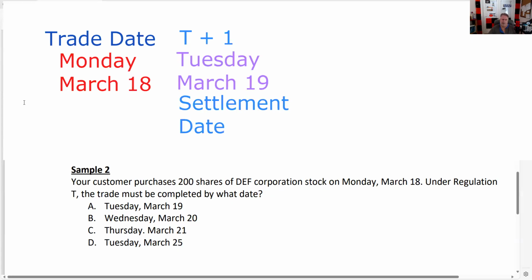Tuesday, T+1, is settlement. So regular way settlement of the Uniform Practice Code is between broker dealers. Customers get 2 additional days. They used to get 2 additional days, they still do. That has not been changed. So here it says under Reg T, that's 2 additional days. And so that'll be Thursday, March 21st. And so the answer to this is March 21st. C is the correct answer, right?